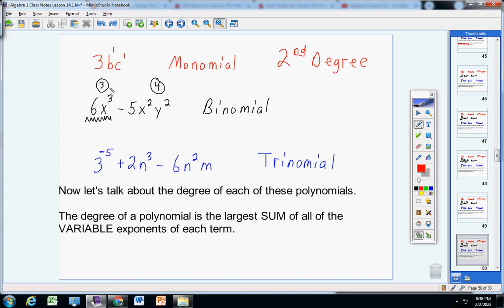Obviously, which number is bigger? 4 is the bigger number, so we call this a fourth degree. Do you see what I'm doing? I do that for each term.